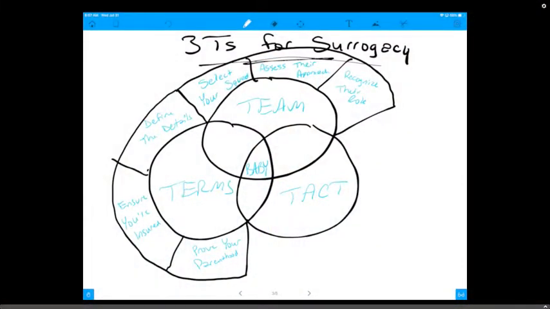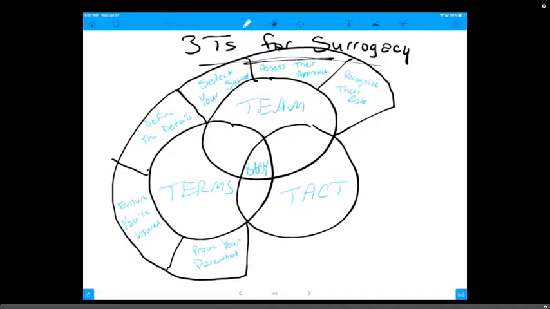So let's look back into where we left off and what I want to cover today, and hopefully it'll be a quick video. So I said that I have three T's for surrogacy, or three T's to surrogacy. There's three main themes that you have to have a handle on. And you have to have an understanding of your team, your terms. The third T that I said you have to have a handle on is tact.